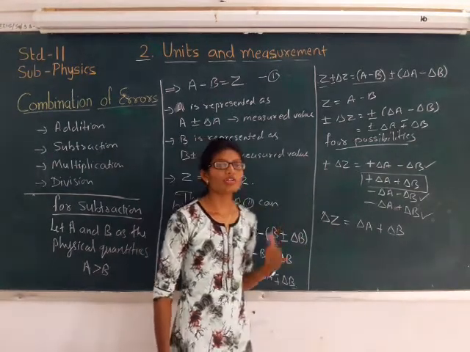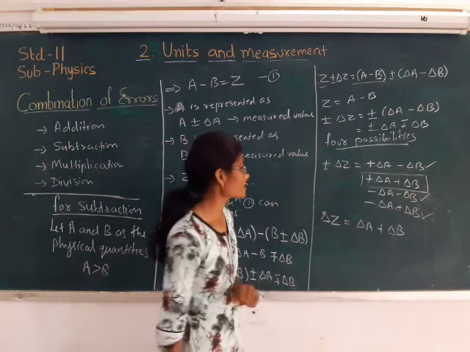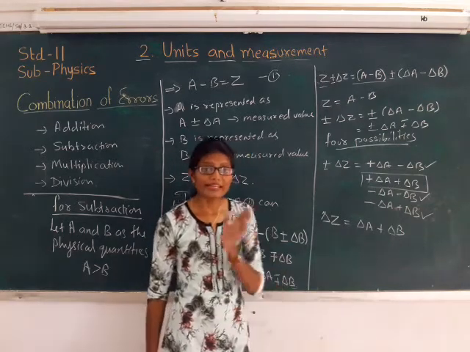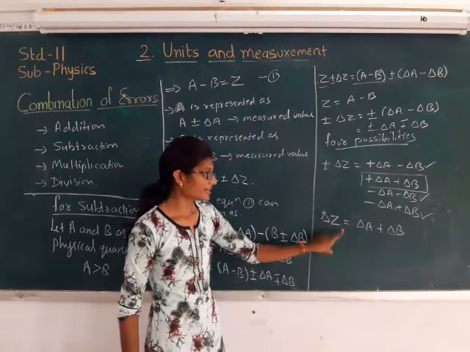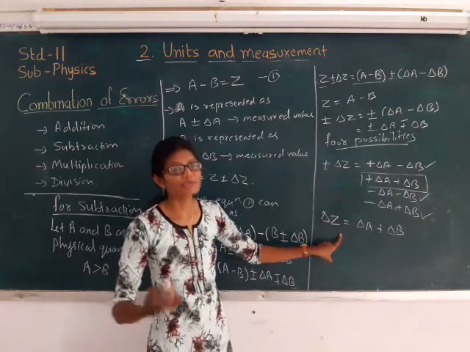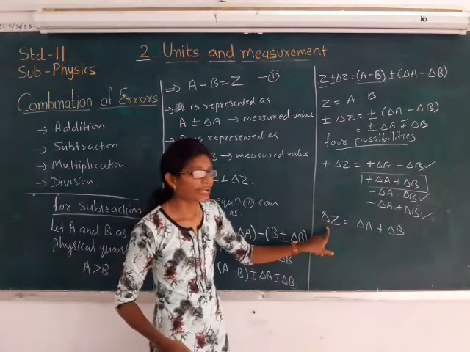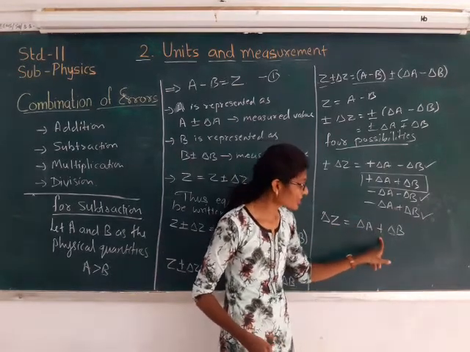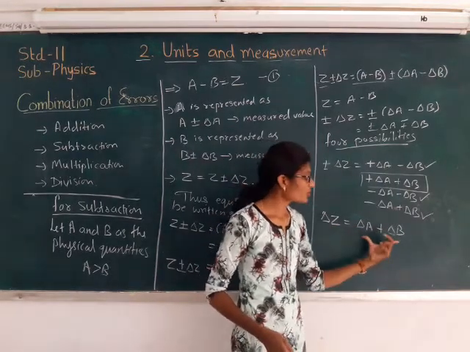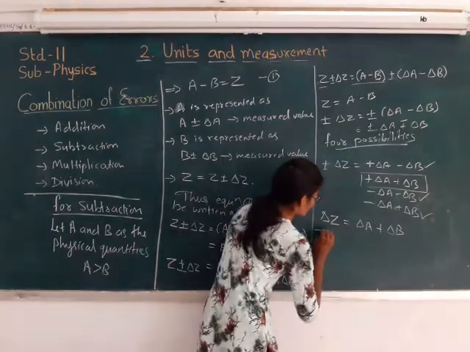So even for the difference, when we are taking the subtraction of two physical quantities, the error in the result is like this. The error in the result here, delta z, that is what? The absolute error in z. We can write like this: the absolute error in the result is equal to the summation of the absolute error in the individual physical quantities.